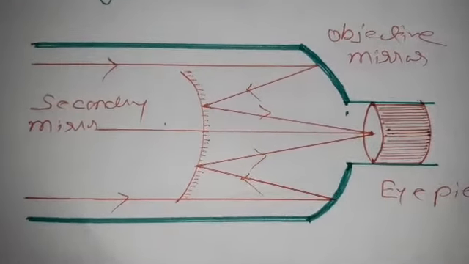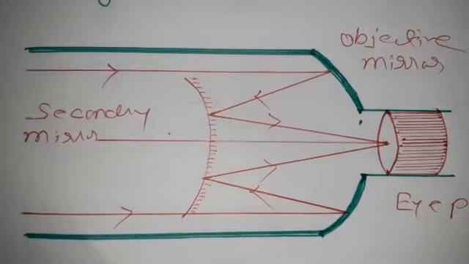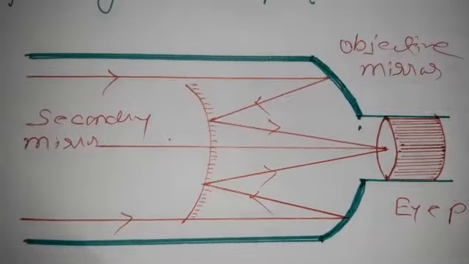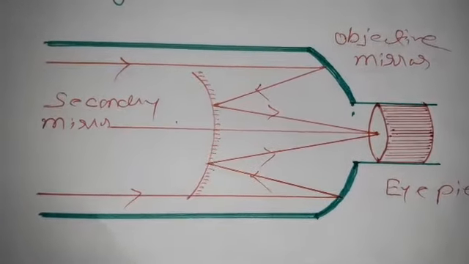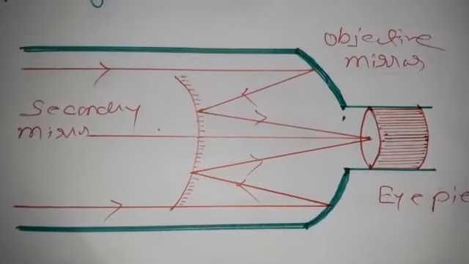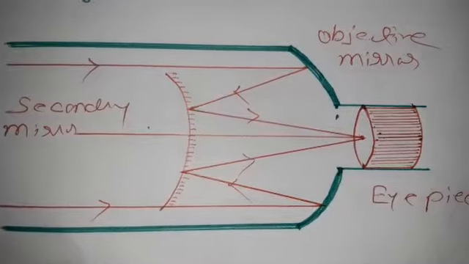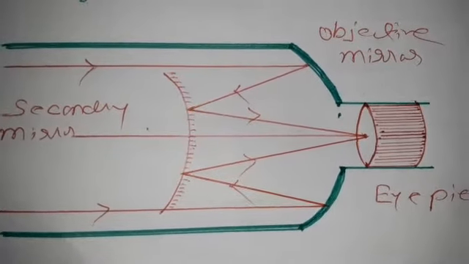First of all, it is also known as a Cassegrain telescope, which was designed by Cassegrain. The reflecting telescope is an important improvement over the refracting or astronomical telescope.